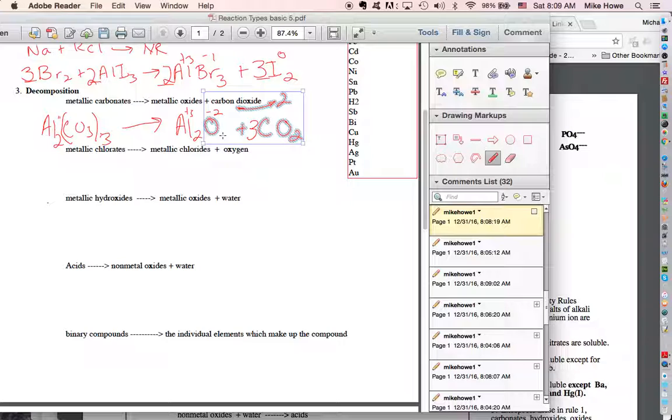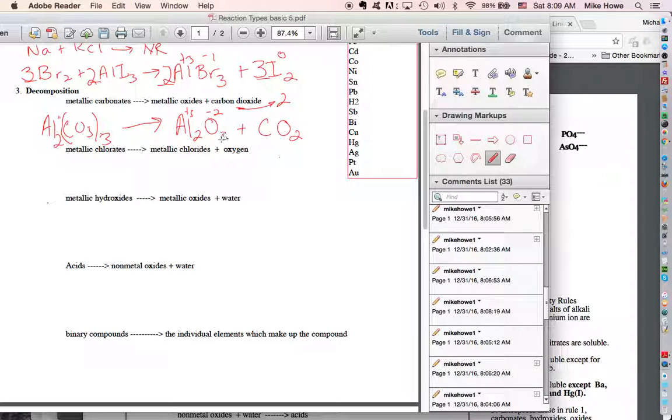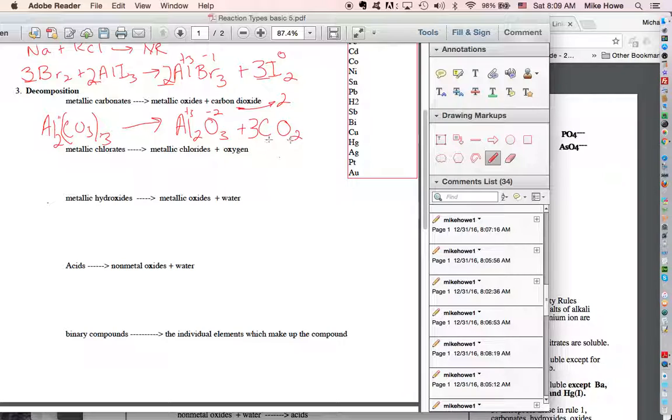Oops. There was a 3 there, plus, remember that? I accidentally erased that. So it has a side effect of making, when I put that 3 there, it gives you 6 oxygens here, plus these 3 makes 9, and over here 3 times 3 is 9, so we're finished.